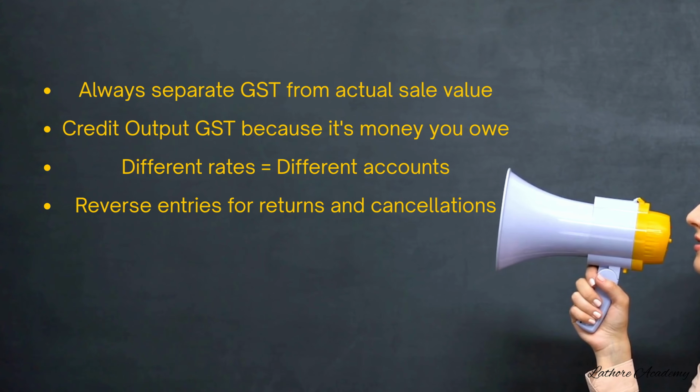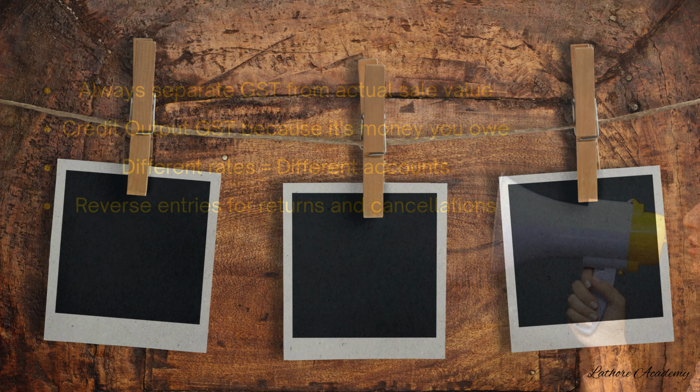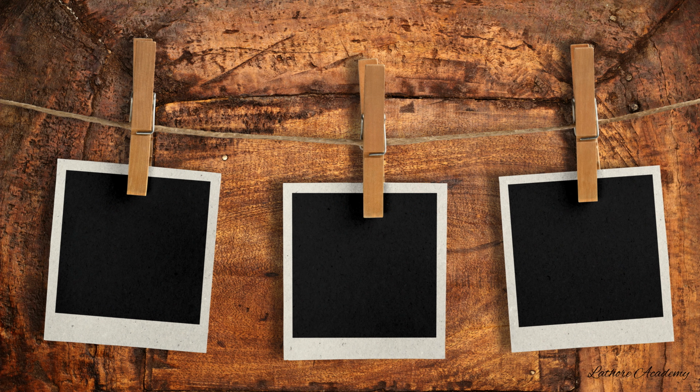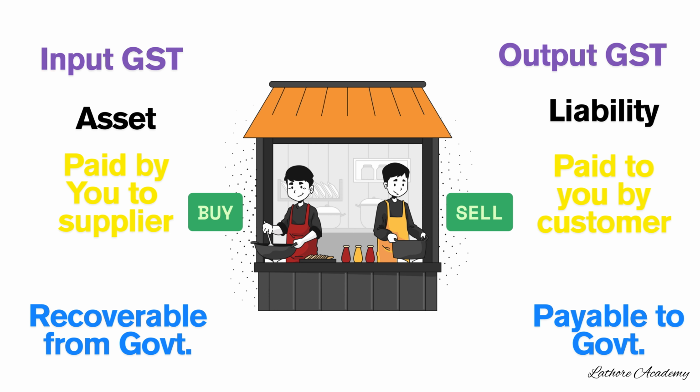So here is a quick snapshot of what we discussed so far. When we sell goods, we have to collect GST, we credit output GST, and we owe it to the government. We have to pay it back to the government, right? So when we collect it from the customers, think of output GST as temporary pocket money. You hold it for a while, but it is not yours to keep. So we have to give it back to the government.